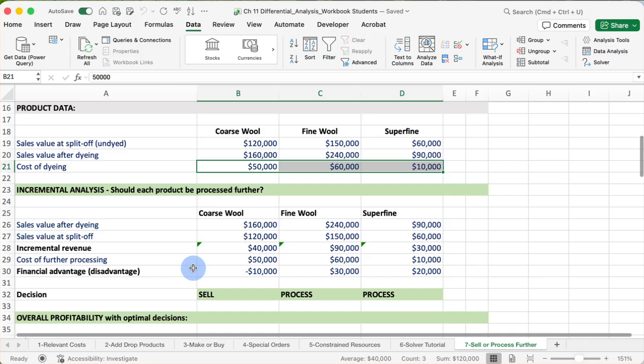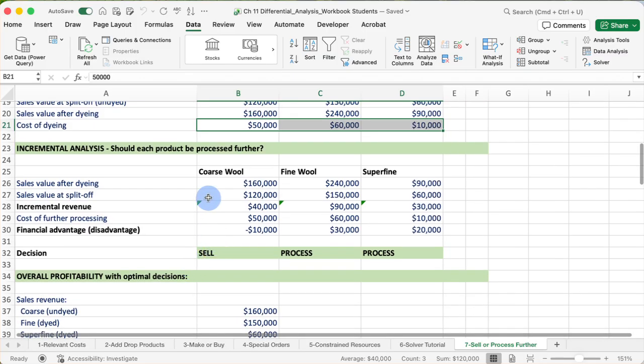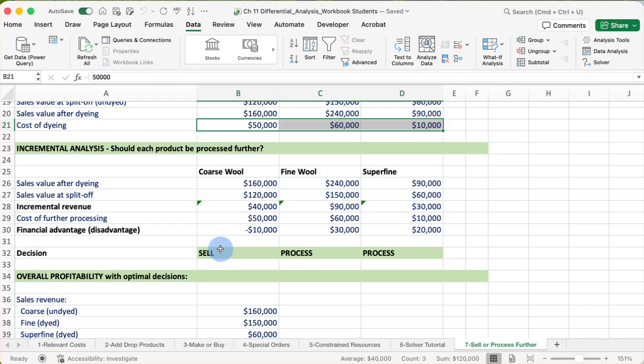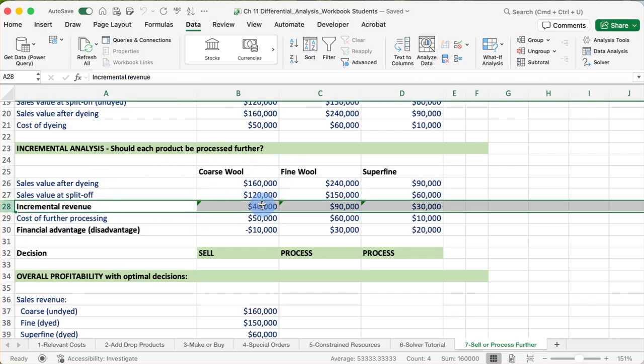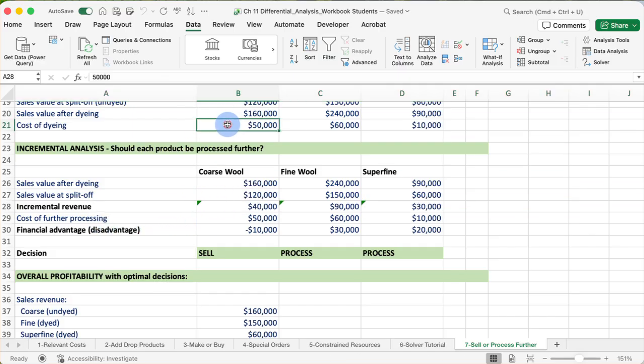So if we want to perform our incremental analysis, we are going to decide which products we should sell undyed versus which ones we should process further into dyed wool. What we see here is that we are taking the sales value after processing it further minus the sales value if we do not process it further to calculate our incremental revenue. Then we're subtracting from that the cost of processing it. I just pulled these costs down here below.